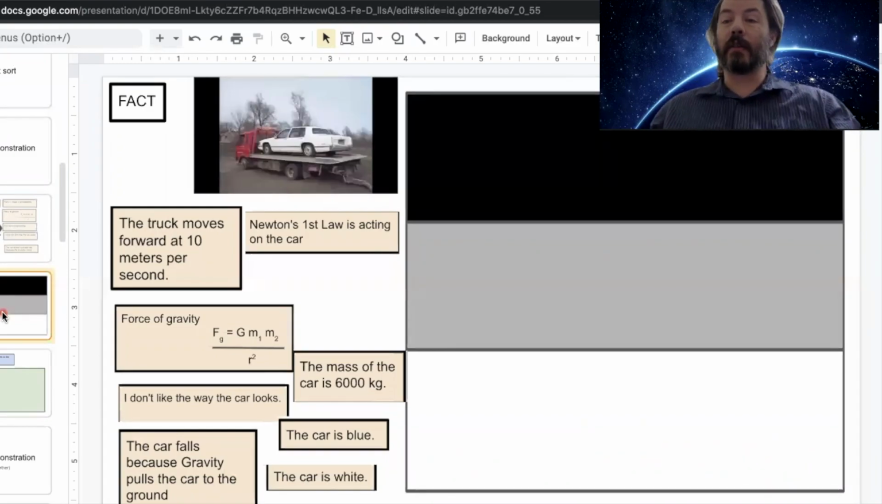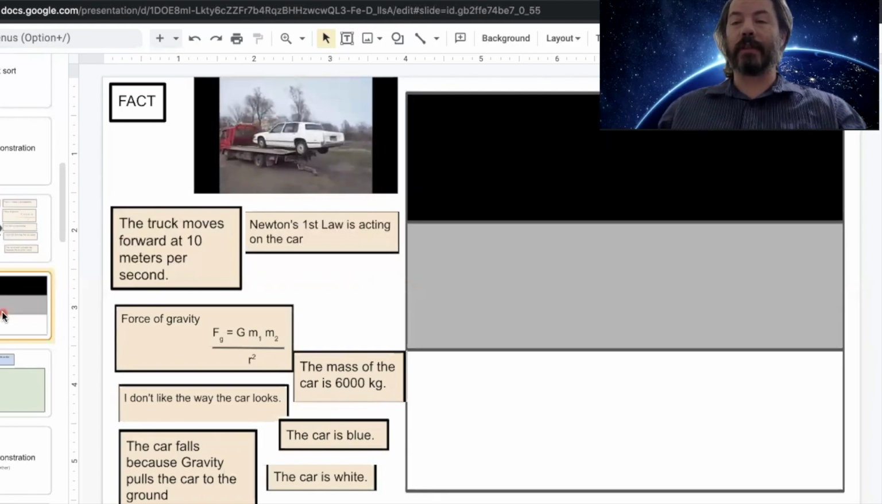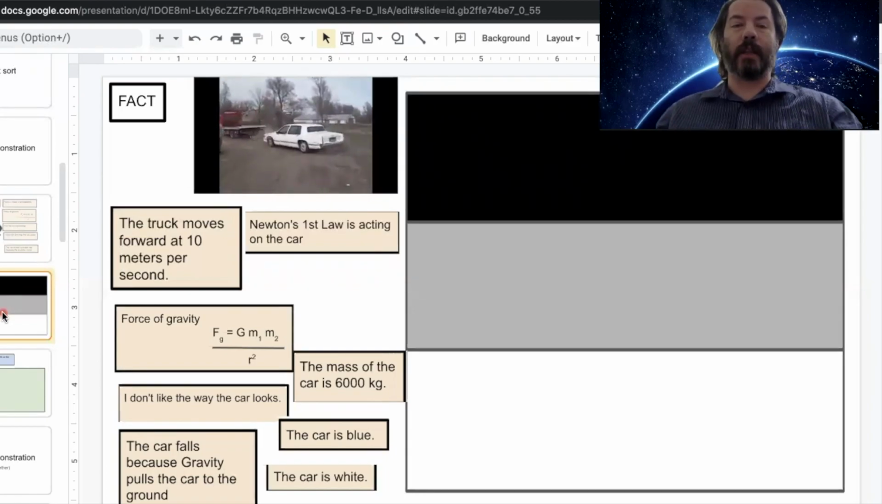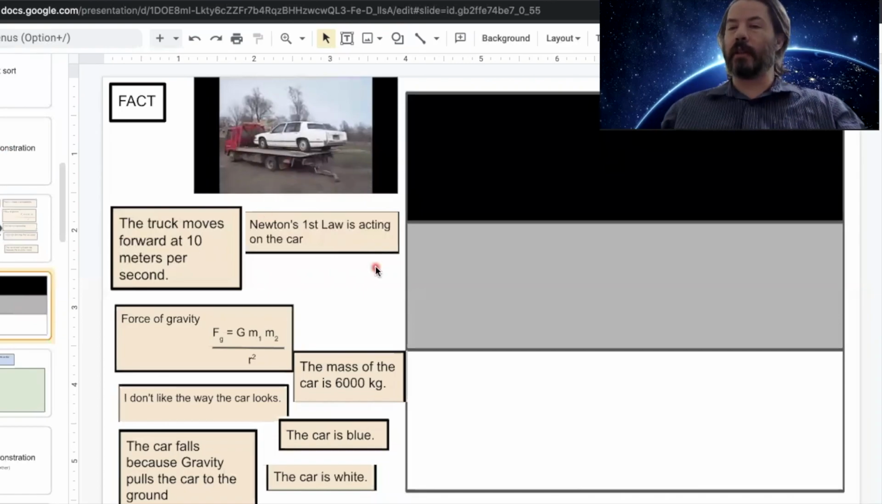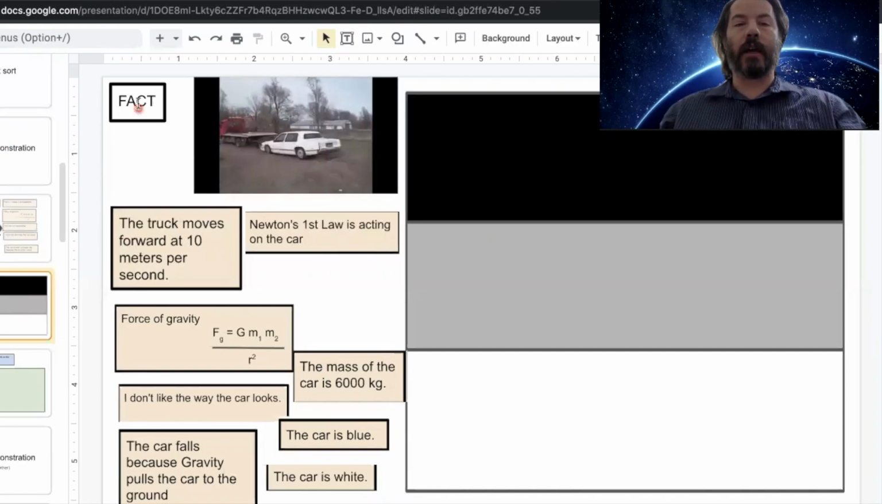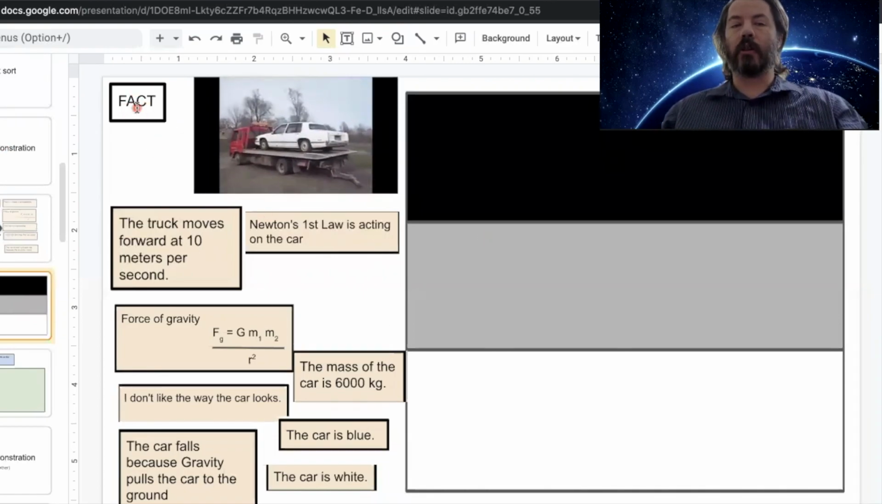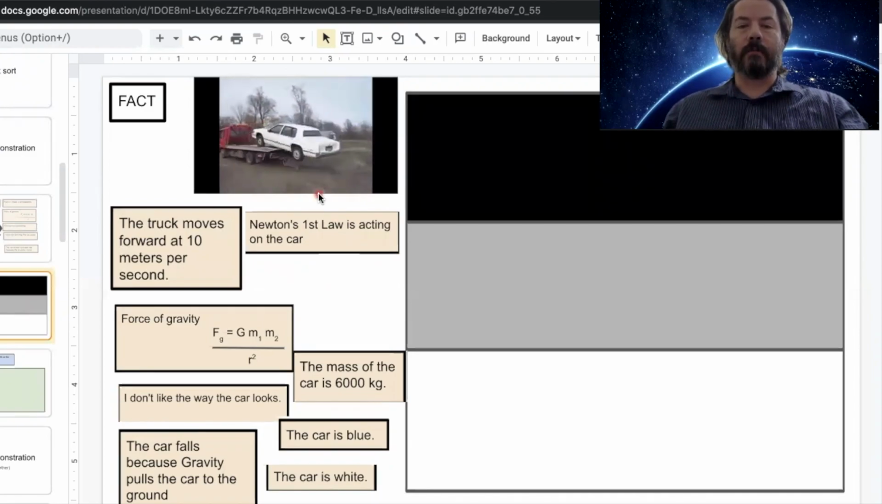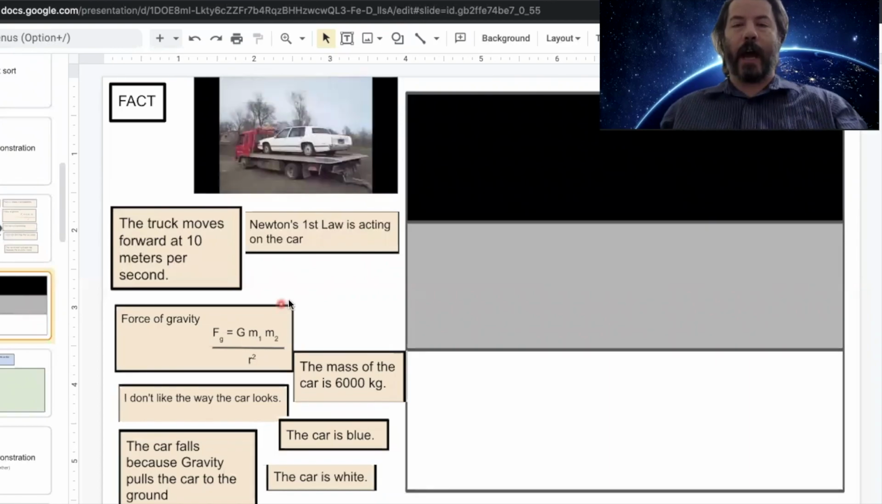And you may disagree, and that's okay. There's a place that we're going to see in a second where we're going to explain that. So here's how this assignment's going to be set up for you. You're going to have a key term, and you're going to try to find facts that explain what you see and observe in this picture. So it looks like we have a truck pulling away. We have a car falling. So now let's go look for some facts.